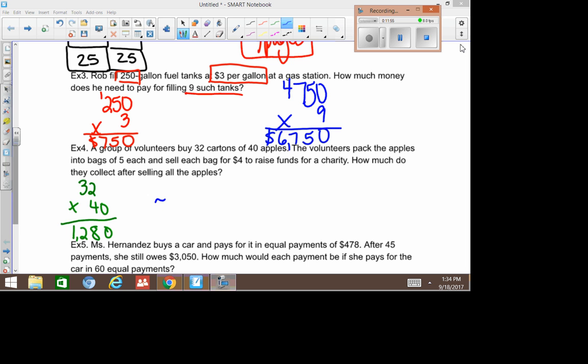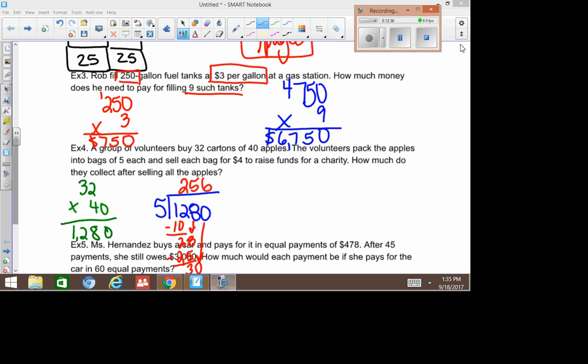So 5 into 1,280. 5 can't go into 1, but it can go into 12 twice, and that's 10. So 2, 8. 5 goes into 28 5 times. That's 25. I get 3 and bring down the 0. And 5 goes into 30 6 times. So I'm going to have 256 bags of apples. It's a bunch of bags.